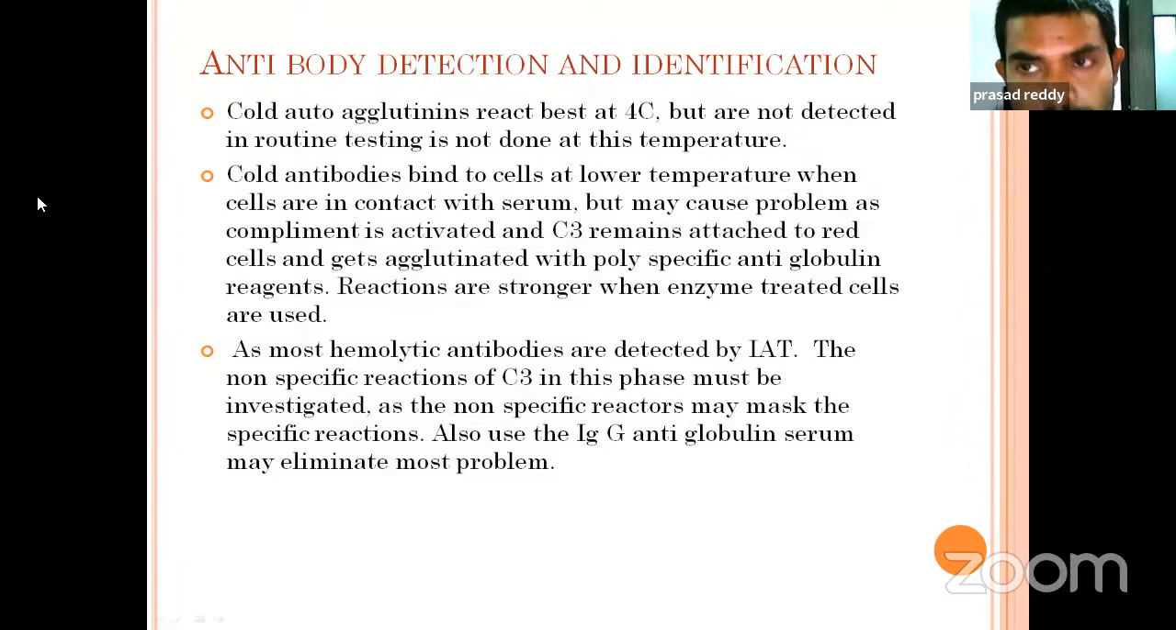Warm autoantibodies in autoimmune hemolytic anemia. About 70% of autoimmune hemolytic anemia cases are of the warm type. However, there are also harmless warm autoantibodies, and it is not easy to differentiate between the two.